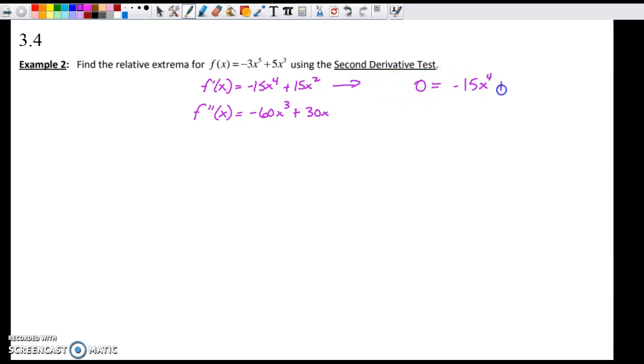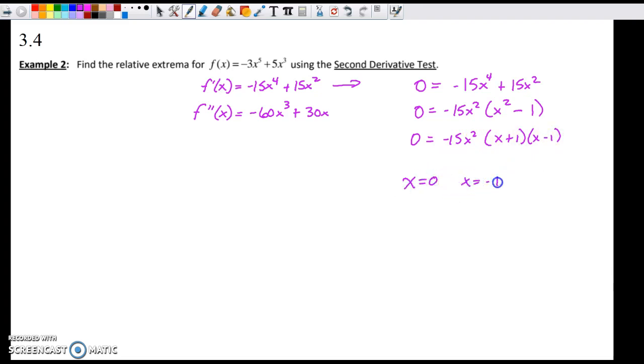15x to the 4th plus 15x squared. We're going to factor out what we can: negative 15 and an x squared. We'll be left with x squared minus 1, which means I'm going to factor that into negative 15 x squared times x plus 1 x minus 1. So the critical values where this thing is 0 or undefined would be x equals 0, x equals negative 1, and x equals positive 1.